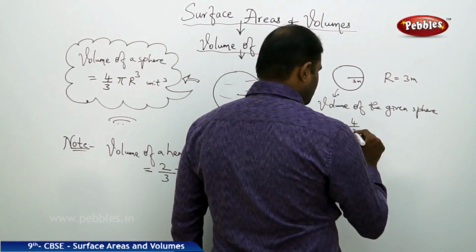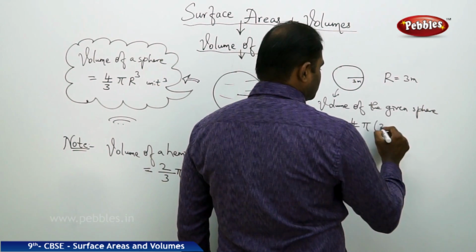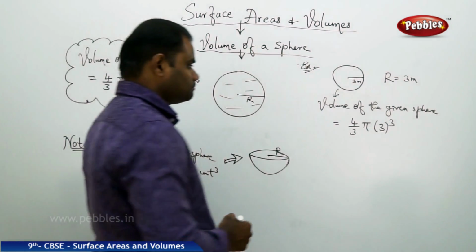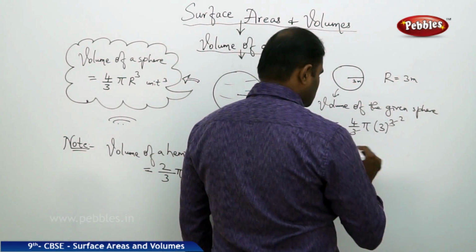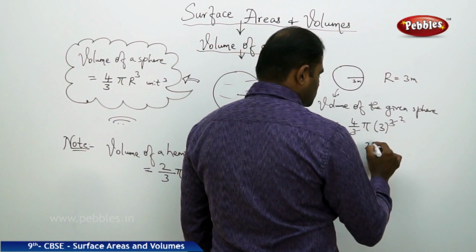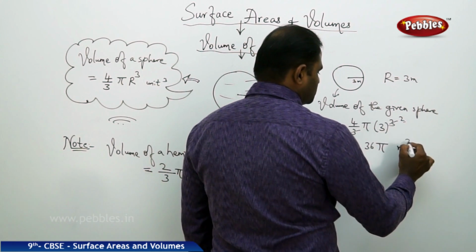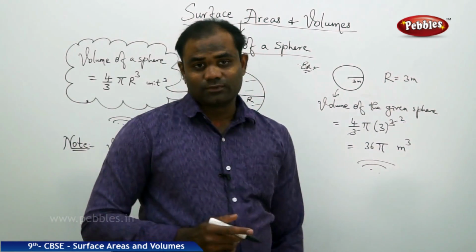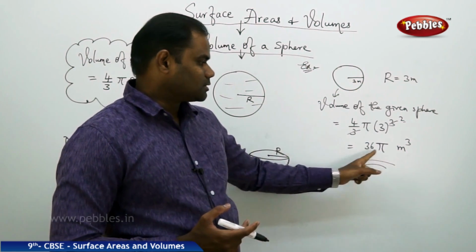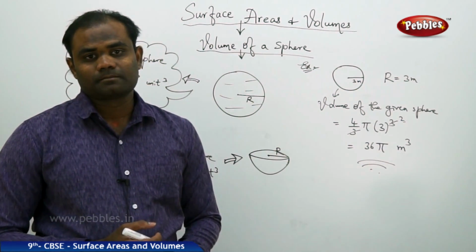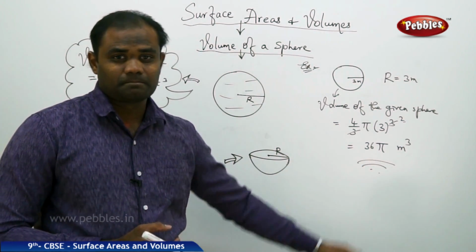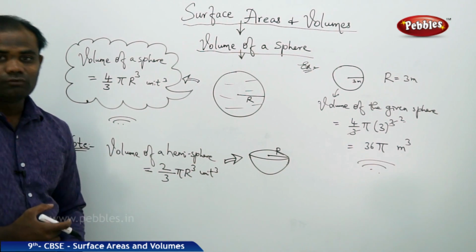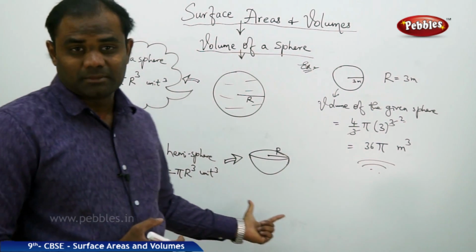So 4 by 3 pi r cube, substituted with the value of the radius r. This gives me 3 squared 9, 9 fours 36 pi meter cube. This is how we understand the volume of the sphere with radius 3 meters is 36 pi meter cube. Answer in terms of pi, using the formula 4 by 3 pi r cube, volume of sphere and volume of hemisphere.